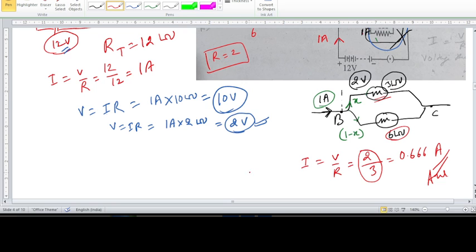If 2 by 3 is being taken by the 3 ohm, how much is being taken by the 6 ohm? We can also calculate. I is equal to V by R. V is simply 2 volt, R is 6, so it will be 1 by 3. If we add up 2 by 3 and 1 by 3, this gives 1 ampere. This 1 ampere is being divided into 2 by 3 and 1 by 3. I hope you got it.